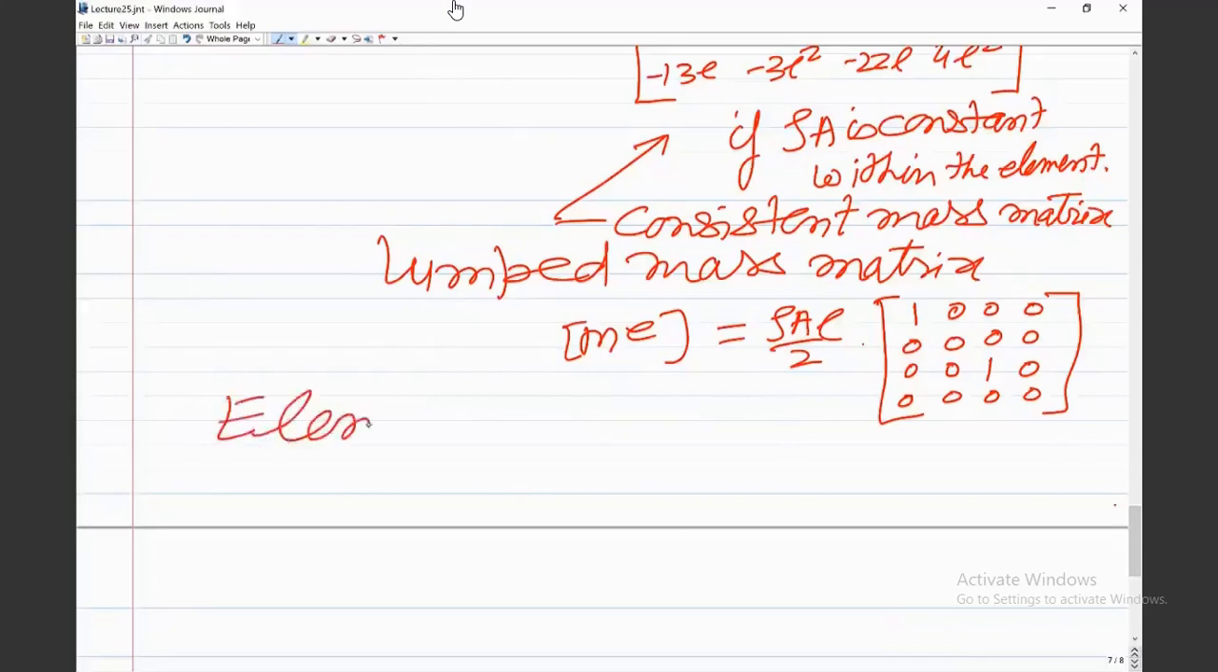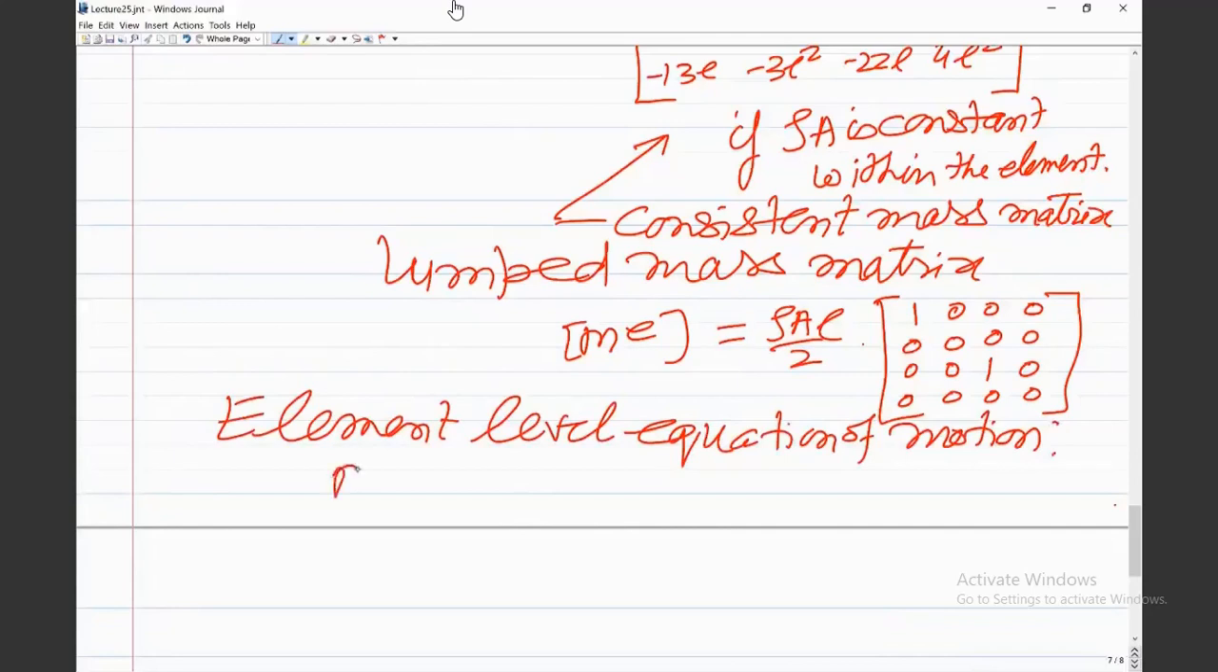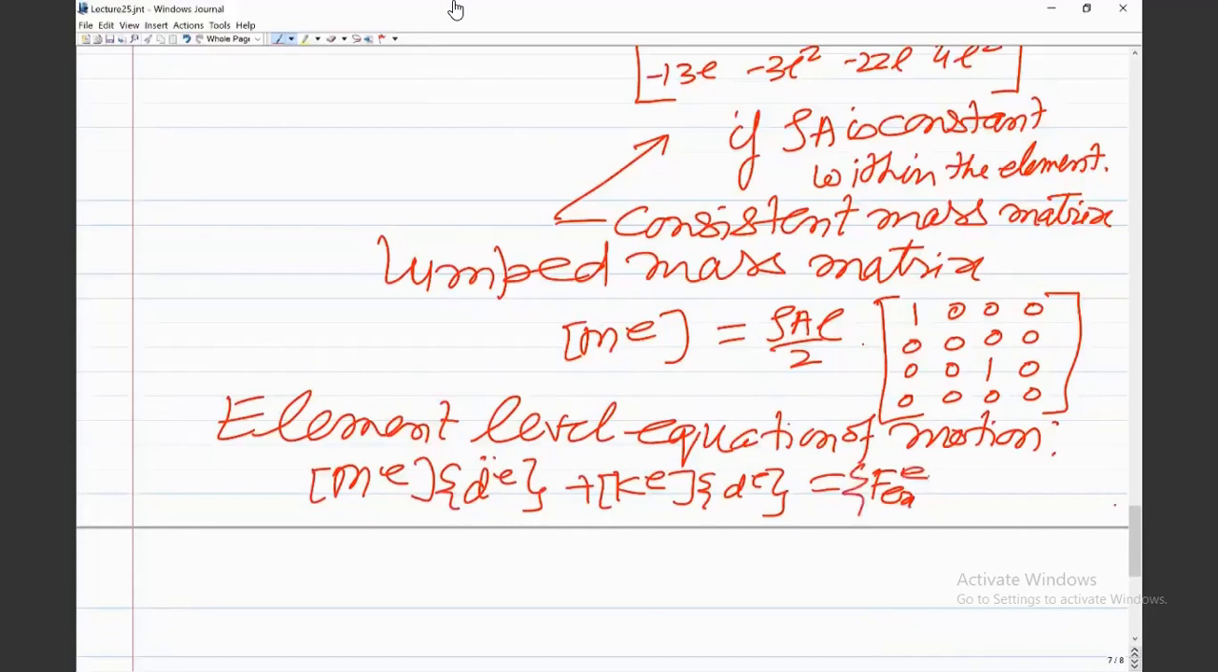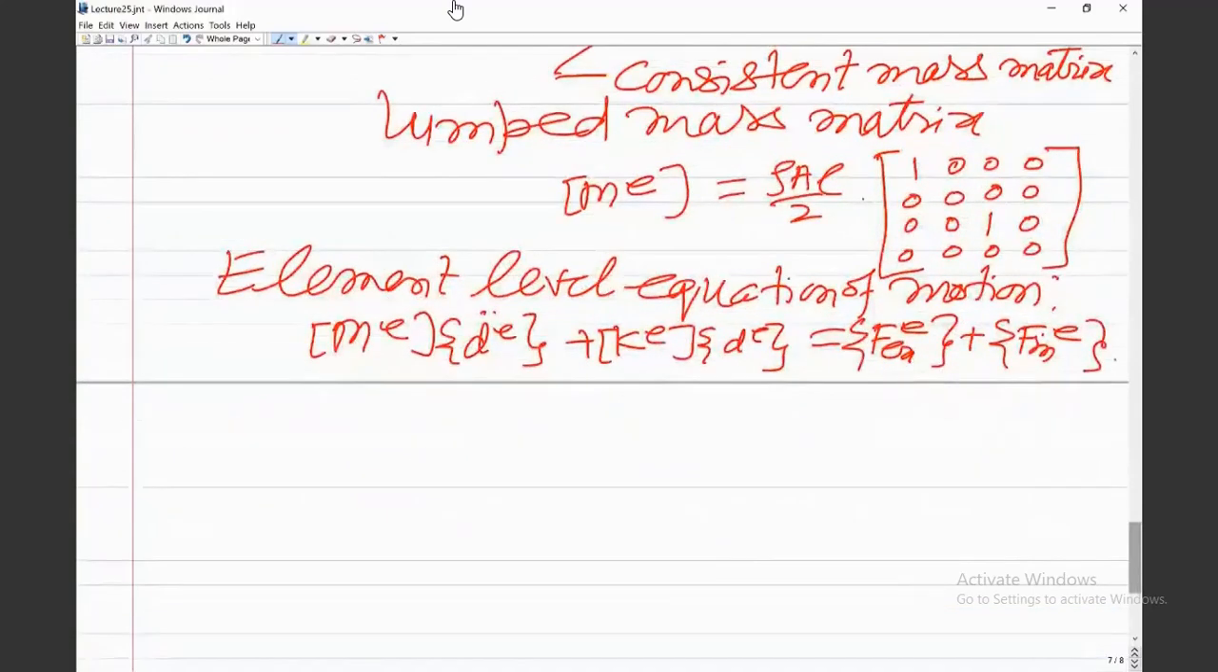So this is one of the ways to write the lumped mass matrix. Now, using Hamilton's principle and the same approach, you can write the element level equation of motion. The form is going to be the same: Me d_e double dot plus Ke d_e is equal to F external for the element plus F internal. Me we have already defined, and Ke is the stiffness matrix for this Euler-Bernoulli beam element.